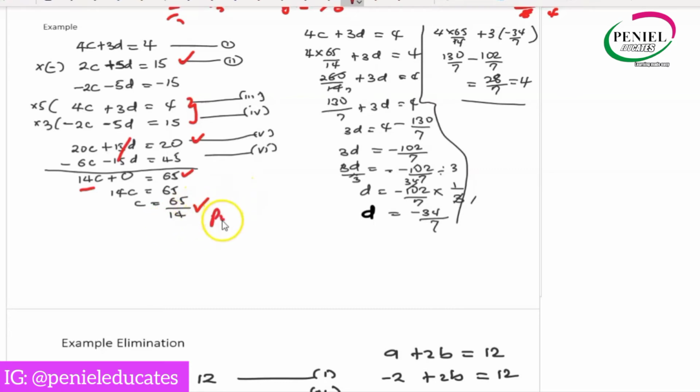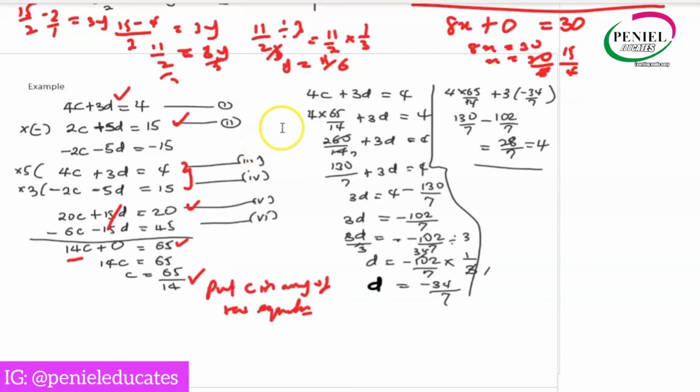Then put this c in any of the equations. In this way, I'm going to use 4c plus 3d is equal to 4. That's what I'm going to use. So if you put c, which is 65 over 14, inside the first equation, 4 times 65 over 14 will be 260 over 14 plus 3d.